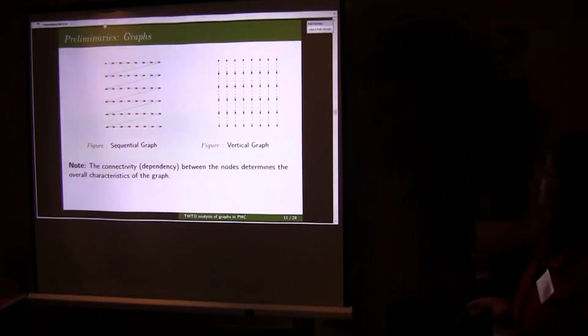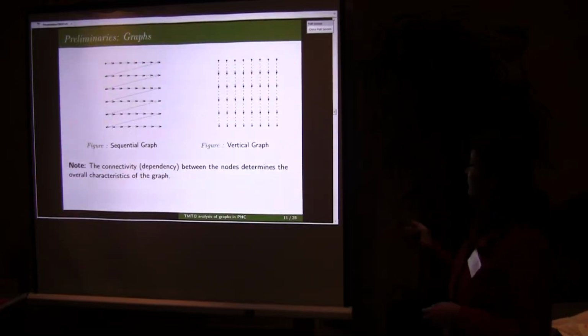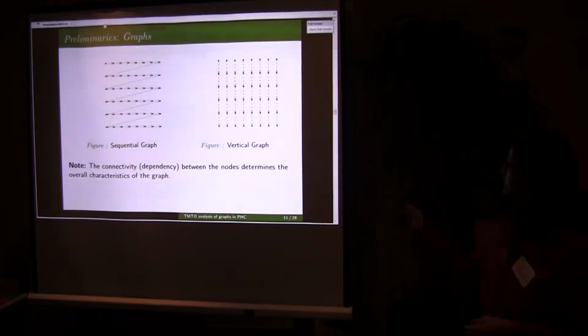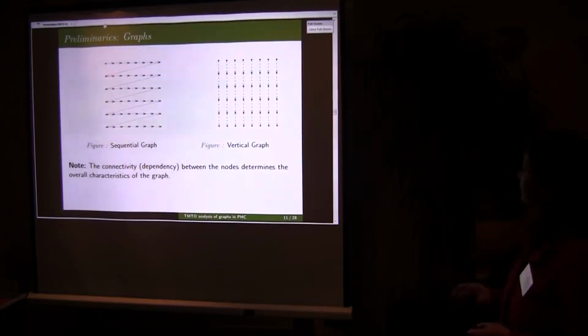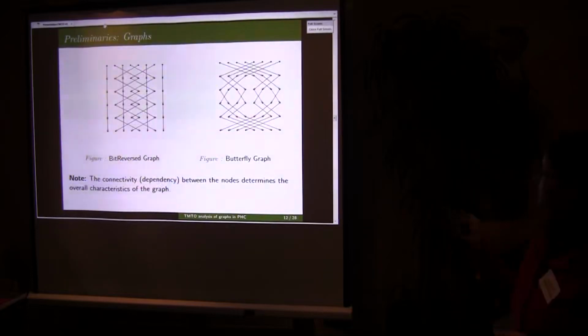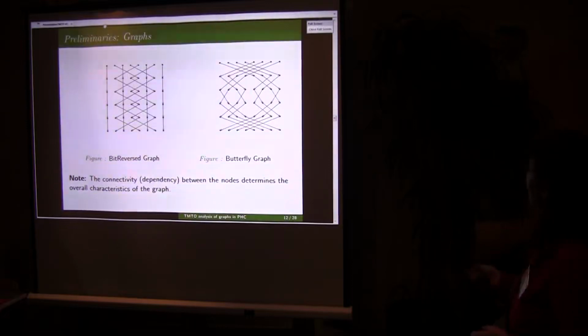These are some simple graphs, and the name of the graph is derived from the dependency between the nodes. See, this is sequential, because all the nodes are dependent sequentially, and this is the vertical graph. This is the bit reverse graph, because the relation between the nodes satisfies the bit reversal permutation, and this is the butterfly graph.